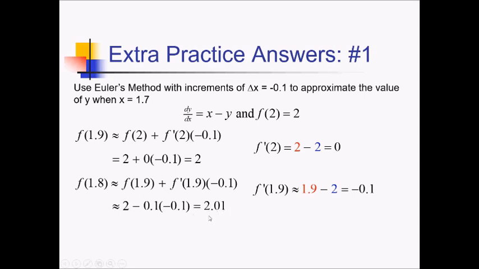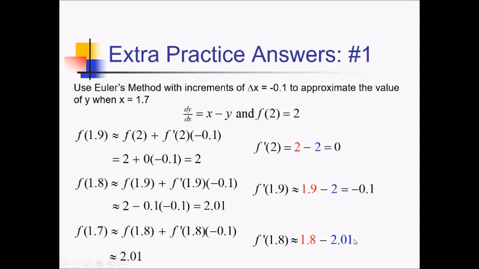But we're not quite there. We have one more step to go. Now we're going to reach our ultimate goal of approximating f of 1.7. And to do that, we're going to take f of 1.8 plus f prime of 1.8 times our step size of negative 0.1. F of 1.8, well, we just found that. That was 2.01. And now for f prime of 1.8, we're taking the x value 1.8 and the y value that goes with it, which is approximately 2.01. So we're going to subtract that.